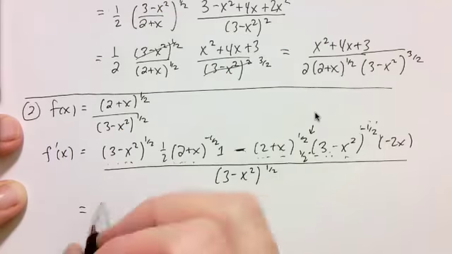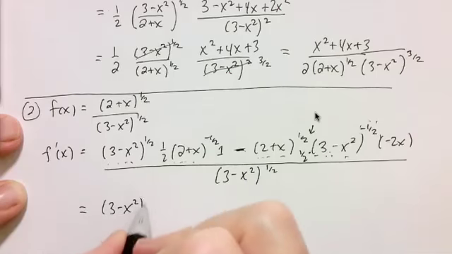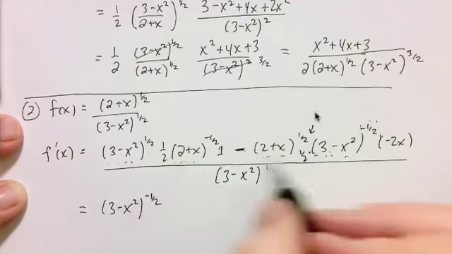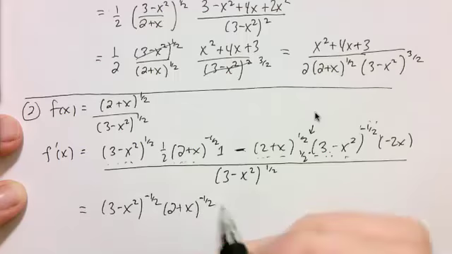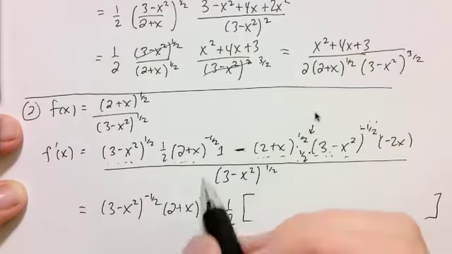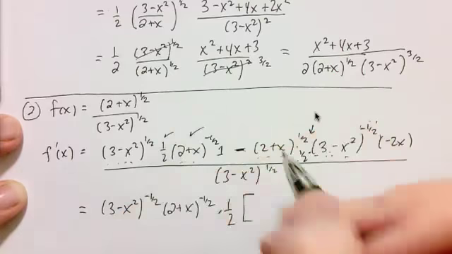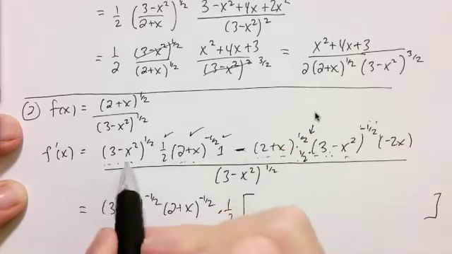So I'm going to factor out 3 minus x squared to the minus 1/2 power. Similarly, I'm going to factor out 2 plus x to the minus 1/2 power. I can take out the 1/2, which is in both of these. Okay, so here I factored this out. We factor out the 1/2. This is just a 1, so it's along for the ride. Okay, I took out 3 minus x squared to the minus 1/2 power, so I have to leave some of these behind.